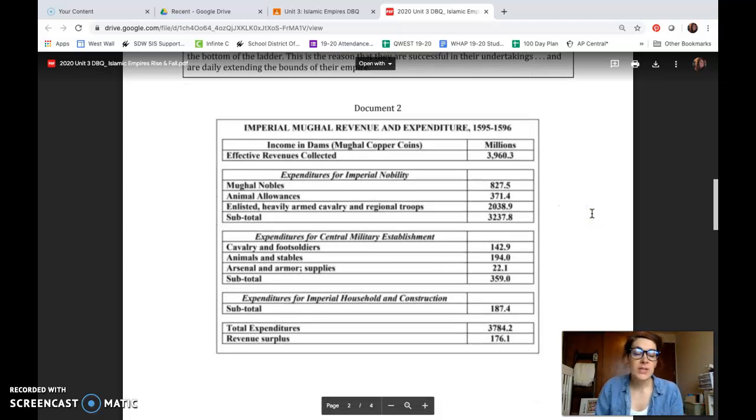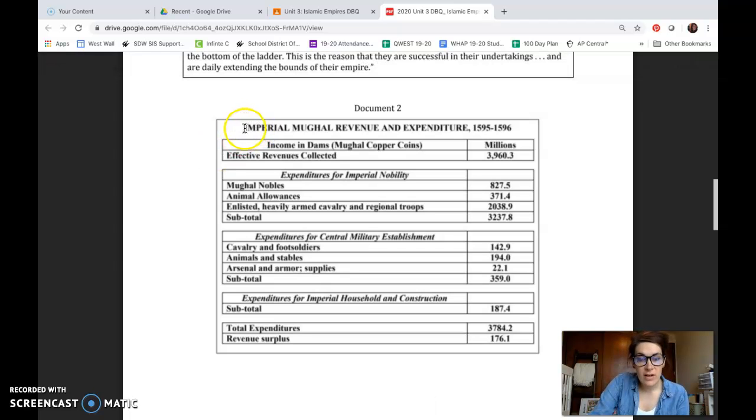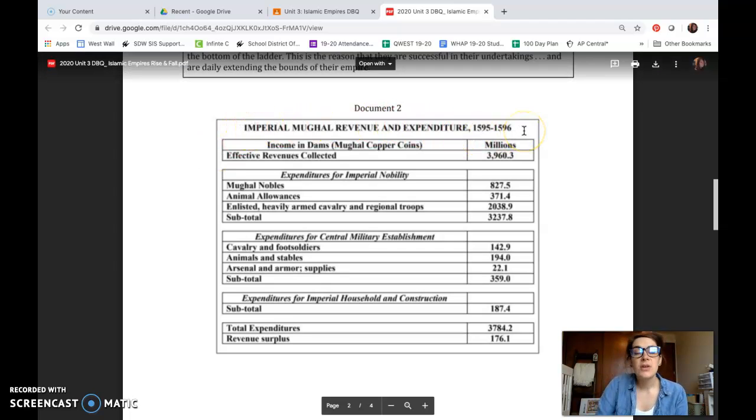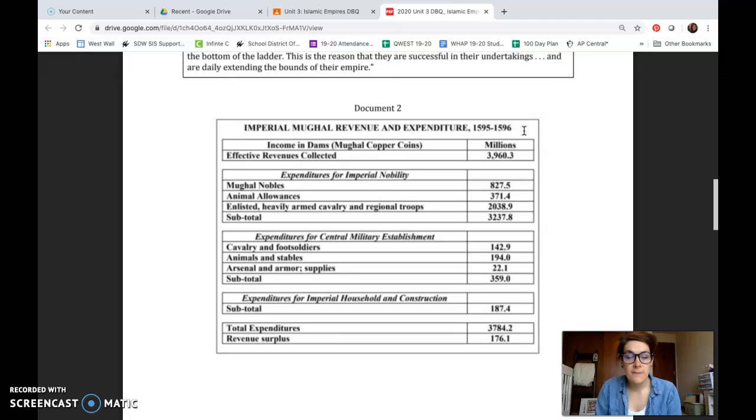Document number 2 is going to be your chart or your source that is not text-based for this entire DBQ. Again, you'll be given one of those throughout your entire test. This one is going to be talking about the Mughal Empire within India. And this one, as you can see from the sourcing, or as you can see from the very top here, is talking about revenues and expenditures.